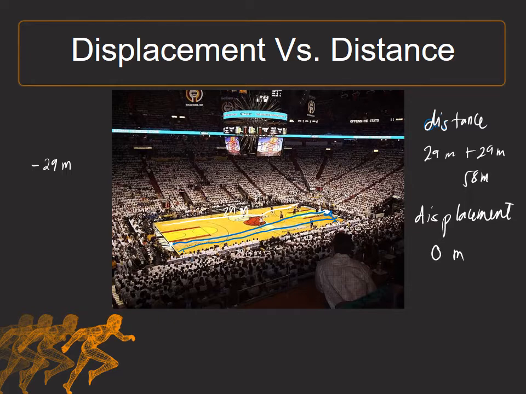Then, nung nandun ka na dun sa kaliwang ring, nag-move ka naman to the right. Bumalik ka dun sa dati. Tama? So, another, positive 29 meters naman. Kasi yung movement mo naman is from left to right. Papunta ka namang right. So, positive 29. And kapag inadd mo yan, 0 meters. So, ang displacement ng basketball player is 0, pero yung distance niya is 58 meters. Yun yung kaibahan ng displacement sa distance.